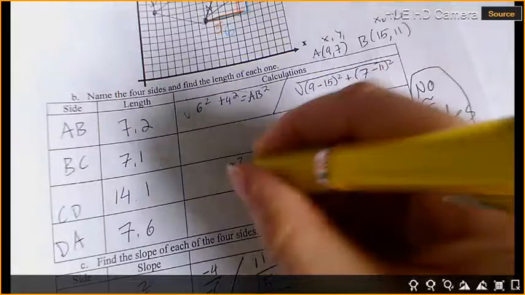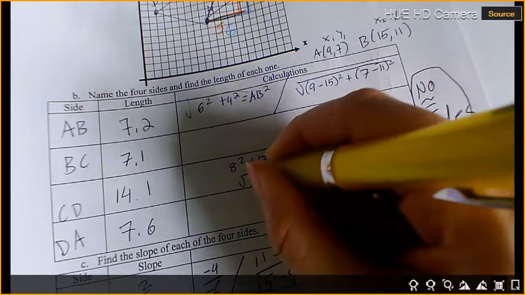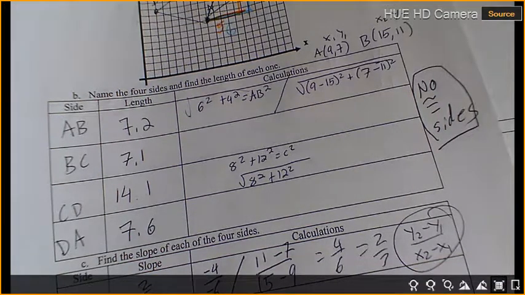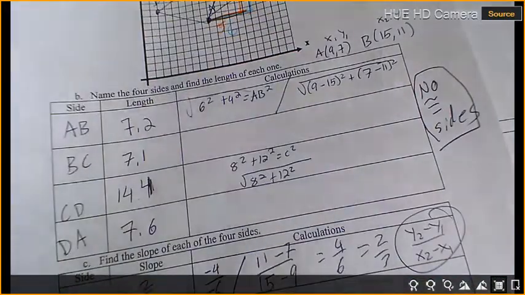Okay. So we're going to take the square root of 8 squared plus 12 squared, and I get 14.4. Okay, so not 14.1. It should be 14.4. Done. Any questions now?